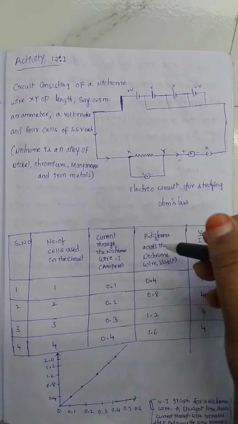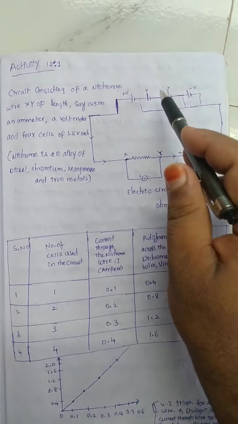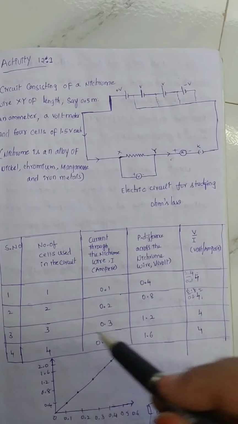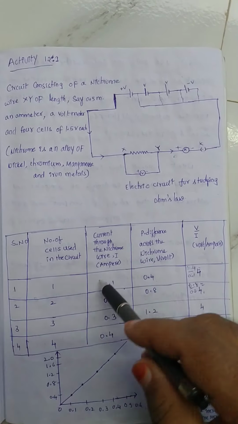At that time the current is 0.3, but I am using 3 cells. First case is 1 cell, second case is 2 cells, third case is 3 cells. While using one cell, the potential difference is 0.4 and the current is 0.1. While using 2 cells, it shows 0.8 and 0.2. Using 3 cells, the potential difference is 1.2 and the current is 0.3.